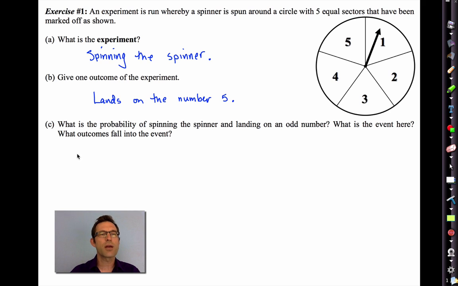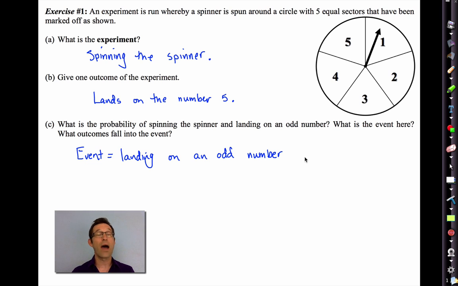Okay, so let's talk about events. Remember, events are collections of outcomes. The outcomes are 1, 2, 3, 4, 5. The event itself is landing on an odd number. Don't get me wrong, an event could also be an outcome. So you could say, well, the event is landing on a 5, right? And that is also an outcome of the experiment. But very often events include more than one outcome. The event is landing on an odd number.